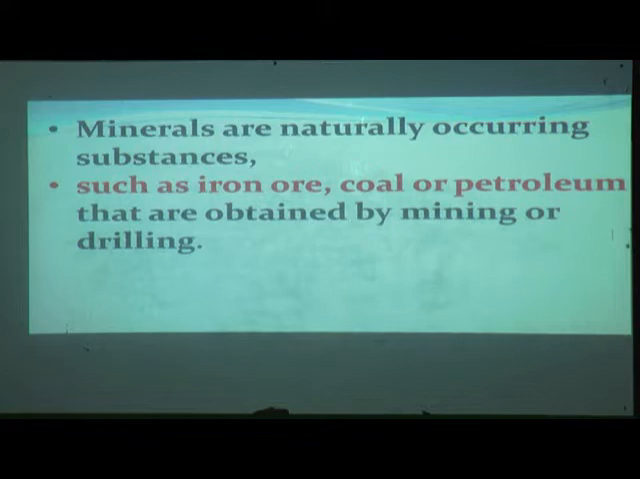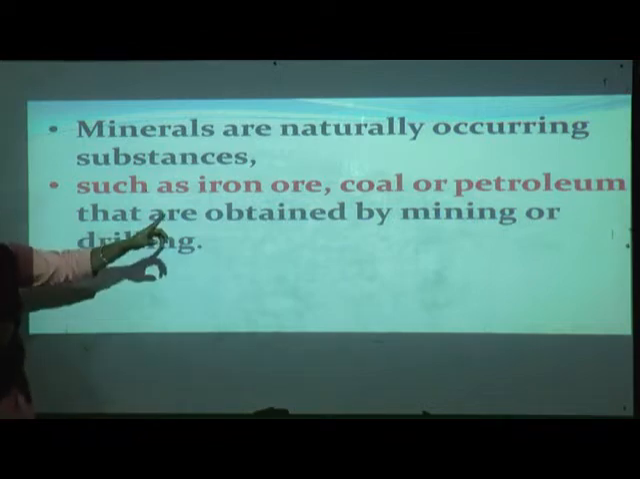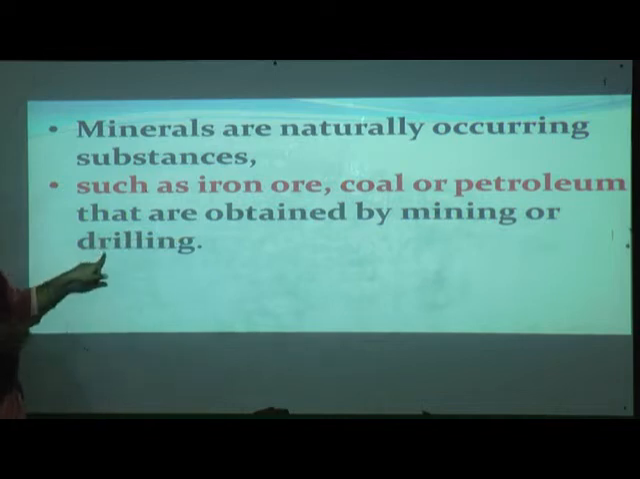These types of minerals, iron, coal, and petroleum, can be taken out and refined through many processes made by humans. So how do we take them out, how do we get them? By the process of mining or drilling. By these two methods we can take out those things.